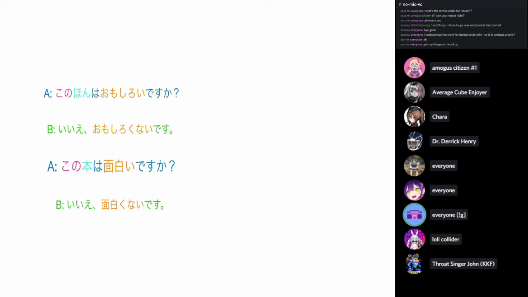So, here's an example sentence. Kono hon wa omoshiroi desu ka? So, kono hon, this book. So you're probably holding a book and specifically asking this one here in my hands. Omoshiroi is interesting. So, omoshiroi desu ka? Is it interesting? And B responds, Ie, omoshiroku nai desu. No, it's not.